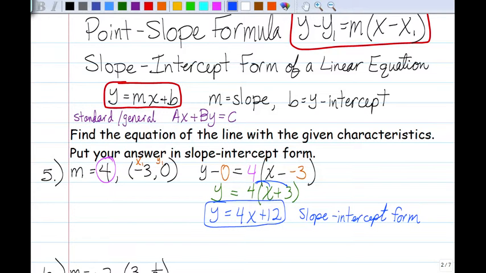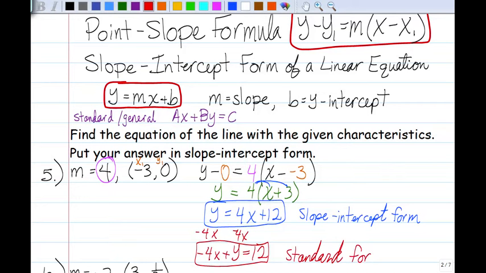Now, if they do want it to be in the other form, all we need to do is move that 4x over to the other side. Just subtract 4x from both sides. And so that will give me negative 4x plus y equals 12.